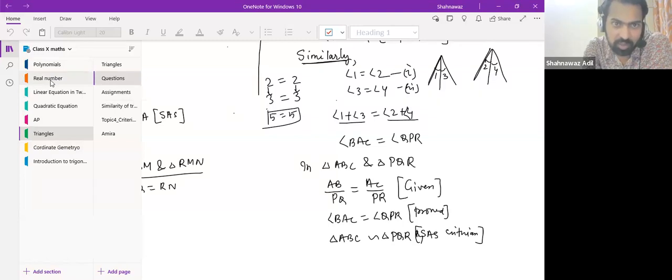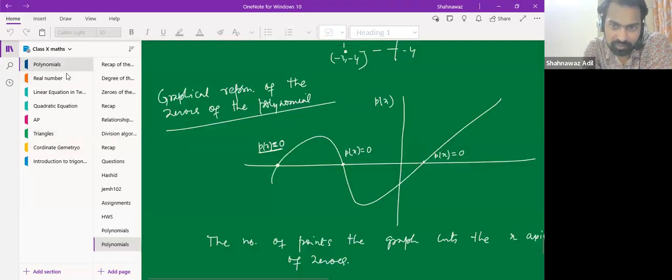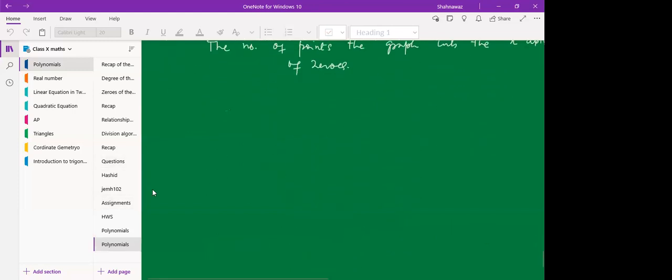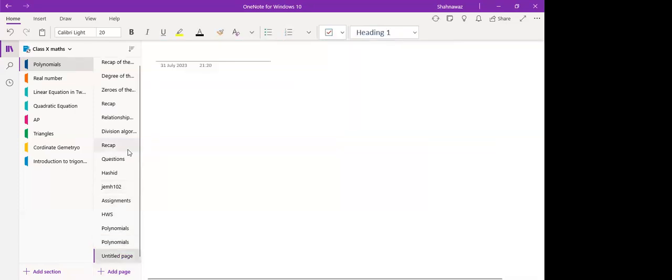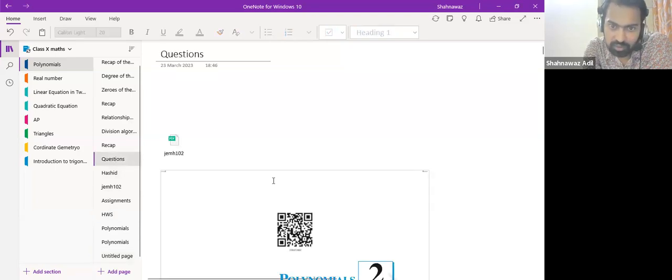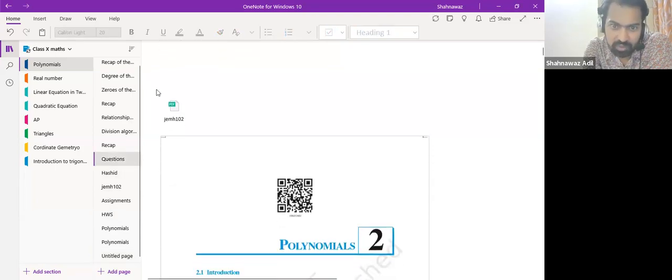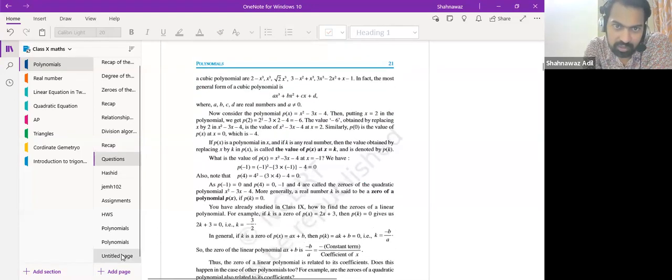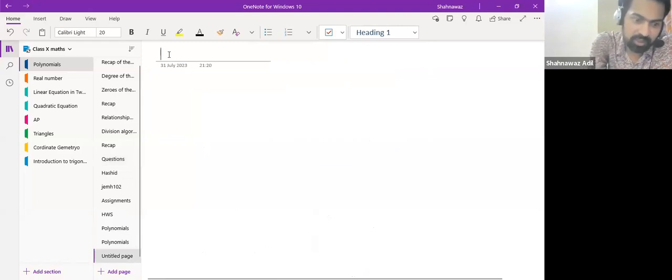Let me start with the polynomial, and then we will start the real. Okay, so I want the polynomials to have, and this is, let me add.